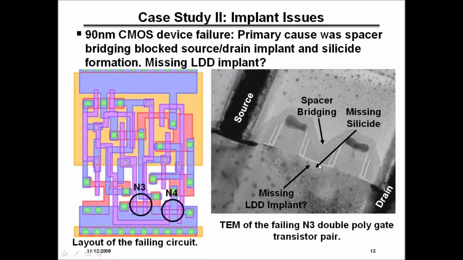However, they actually had an argument about whether or not the LDD implant was missing. Some of the people suggested that with an LDD implant, there should be enough conduction between the two transistors for the circuit to operate and not fail, and others didn't think so. So they actually sent me a sample to settle the argument.